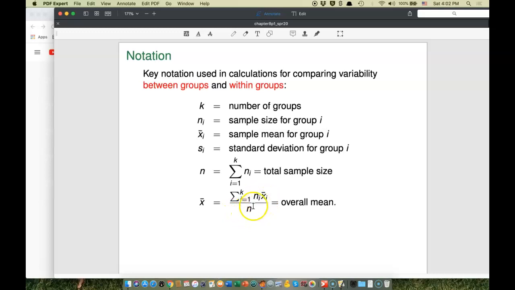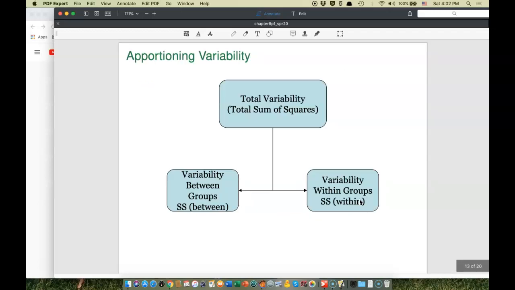If you think about it, you've got n_i over N, the fraction of the overall sample that's accounted for by group i, being multiplied by the group i mean. But however you look at it, it's an overall mean of the entire sample. So we're going to use this idea to apportion our variability. Our total variability is going to be called the total sum of squares, and we'll see what we mean by the sum of squares. Then there's variability between the groups and variability within the groups.